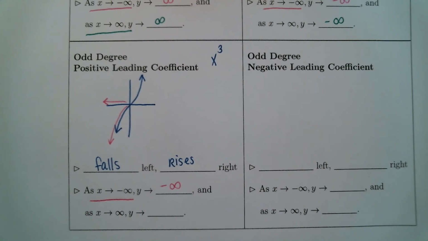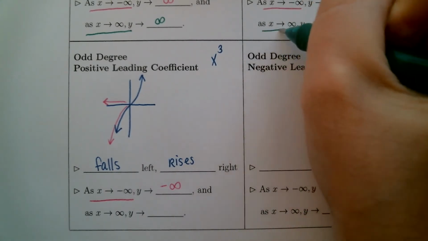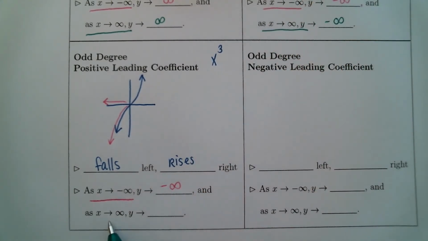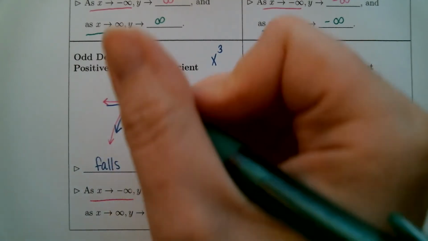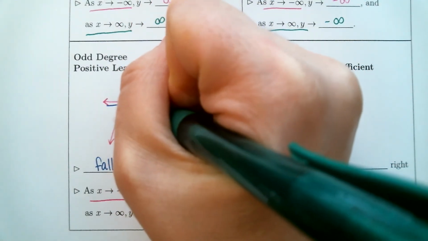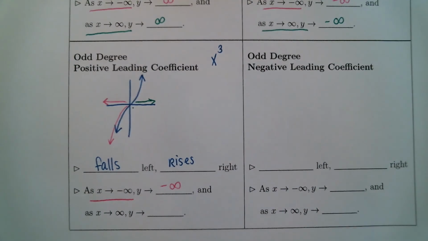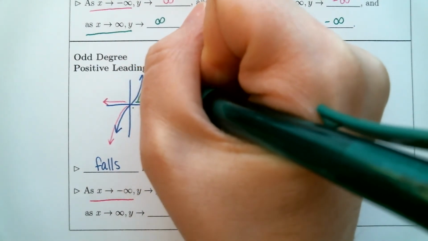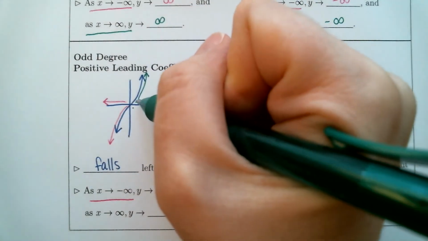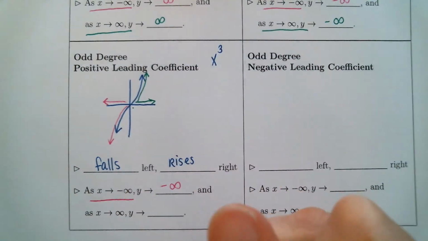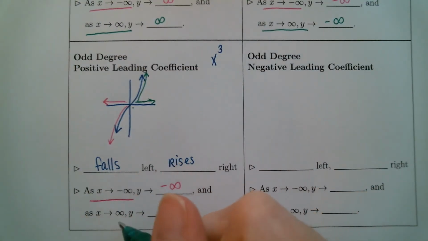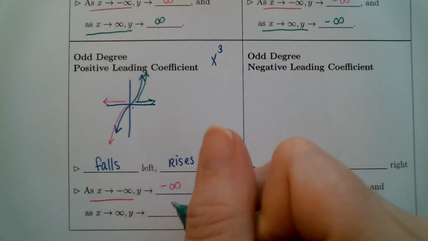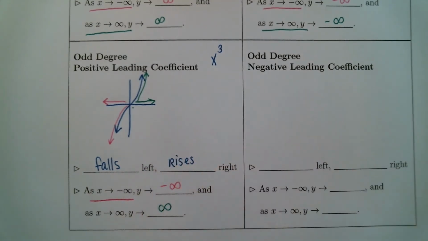And then as your x values approach positive infinity, so if our x values are getting more and more positive, what is happening to their y values? Well, they're going this way, up. So they're getting more and more positive. So as your x values get more and more positive, your y values get more and more positive. So they approach positive infinity.